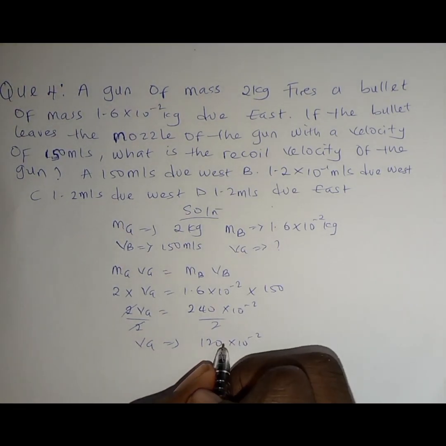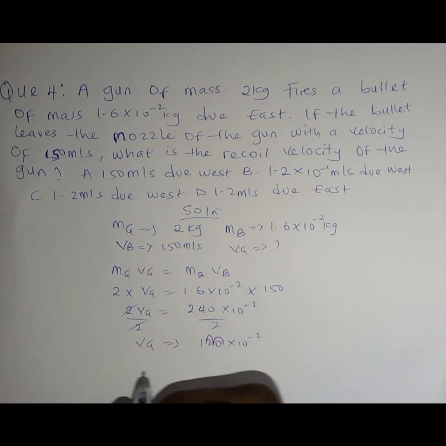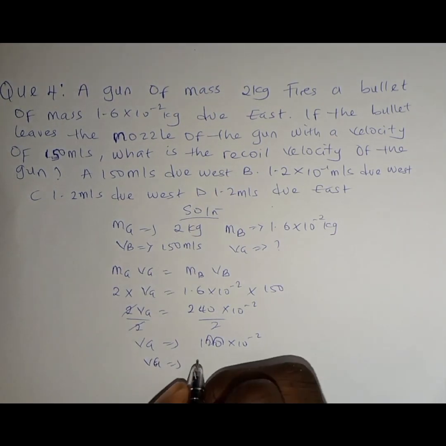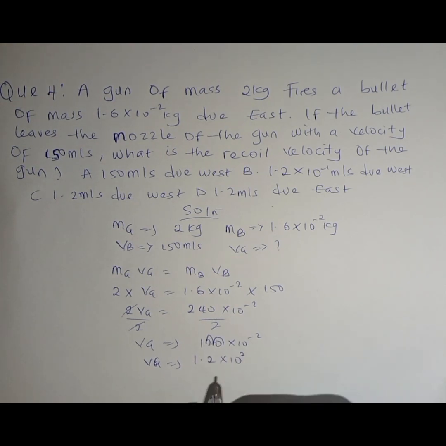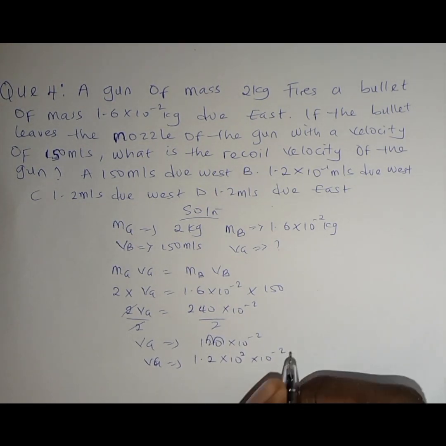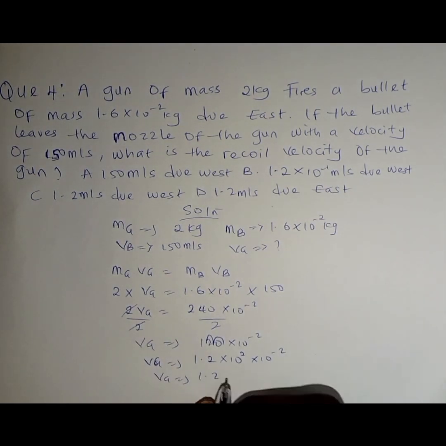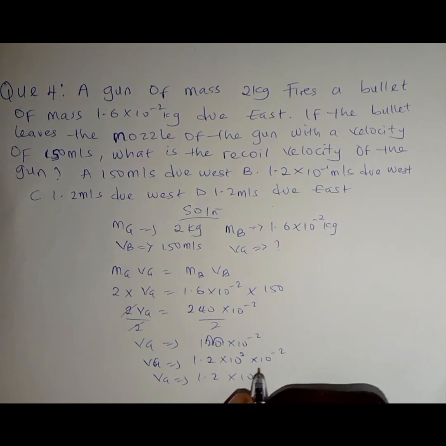Now, changing 120 to standard form, we have 1.2. So Vg equals 1.2 times 10. How many times do we move positively? 2. So I'll put 2, times 10 raised to the power minus 2. So 10 raised to the power 2 and 10 raised to the power minus 2 we can combine: according to indices, you pick one base and add the powers. Adding the powers is 0. So 1.2 times 10 raised to the power 0, which is 1. So therefore, the velocity of the gun is 1.2 meters per second. But now look at the options.